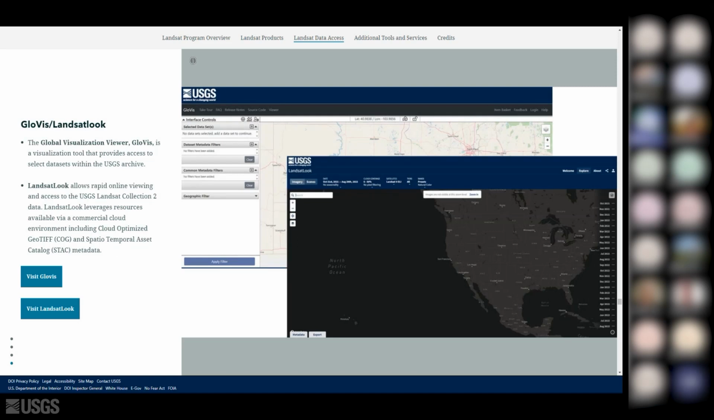And then there's also Landsat Look, which is obviously Landsat specific. This tool allows online rapid viewing and access to USGS Collection 2 data. Landsat Look is a really neat tool. It leverages resources available via a commercial cloud environment, including cloud-optimized GeoTIFFs and spatiotemporal asset catalog metadata.